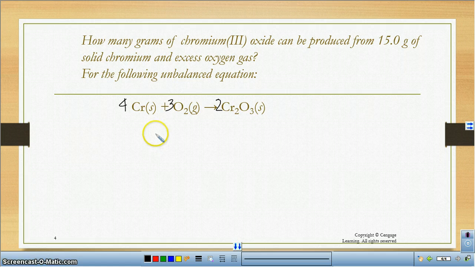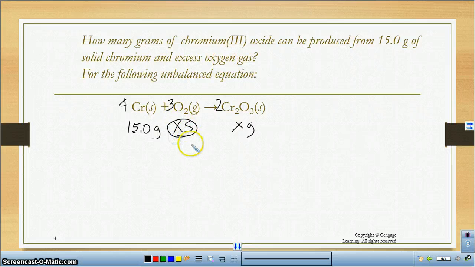The next thing you do is write down all the information that you have underneath where it goes with the reactants or the products. So it wants to know how many grams of chromium(III) oxide can be produced. So X grams from 15 grams of solid chromium and excess oxygen gas. So remember, in this case, excess means I have more than I'm ever going to need. So this excess means we really don't take it into consideration.